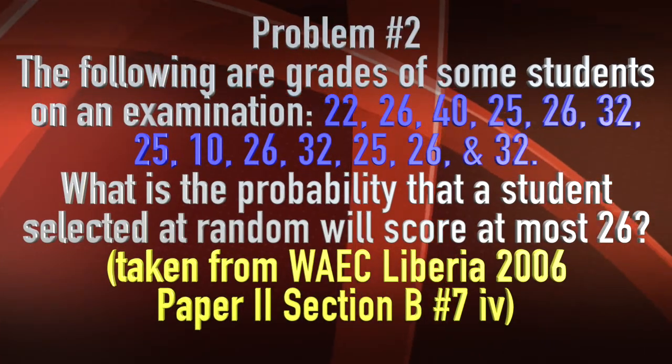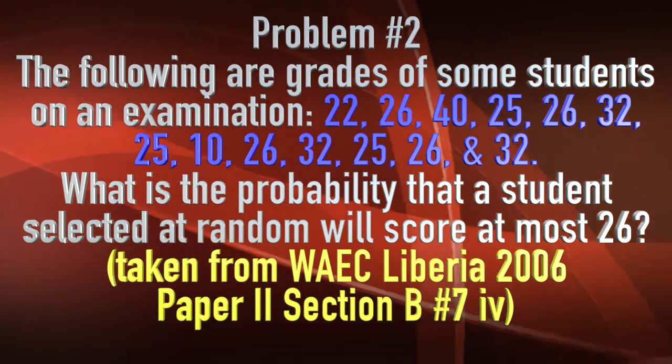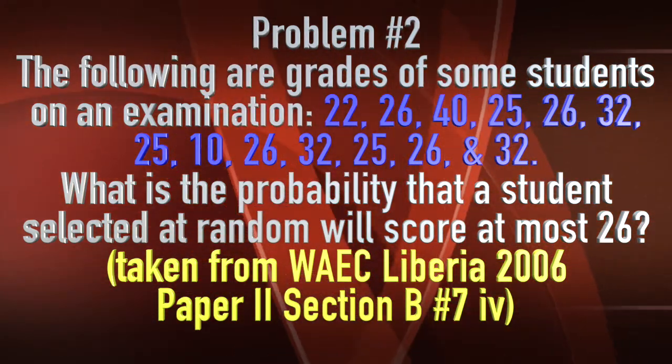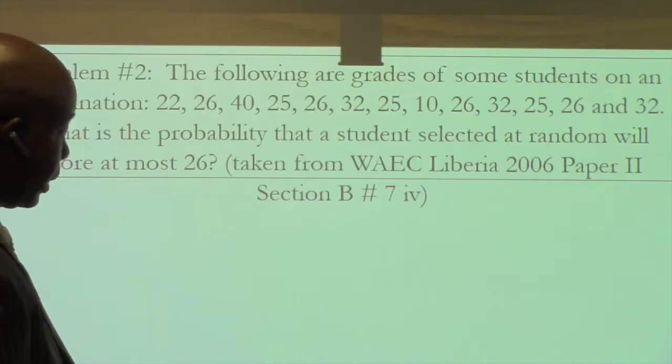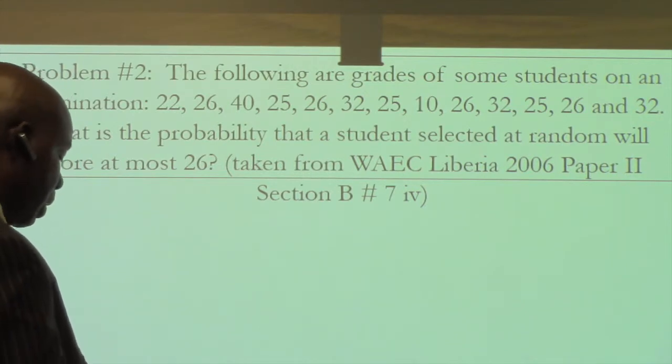Okay, good. So now this is taken from WAEC Liberia 2006, paper 2, section B, the essay section, the one that seems to be a challenge. This was just a part of the problem. They have the following grades that were given to some students. What's the probability that a student selected at random will score at most 26?